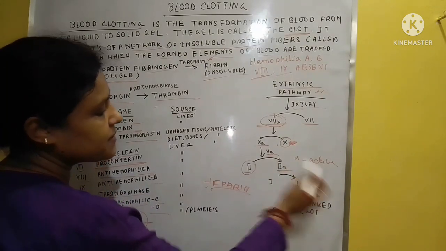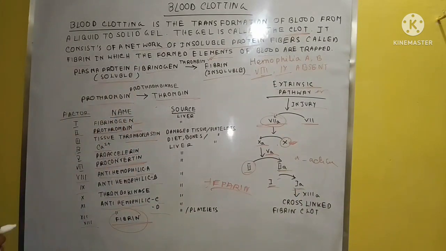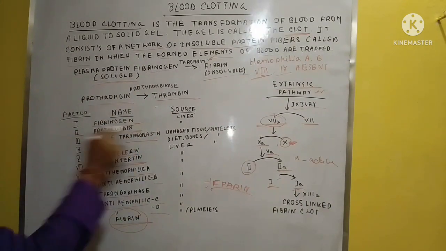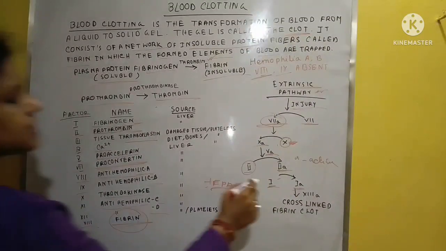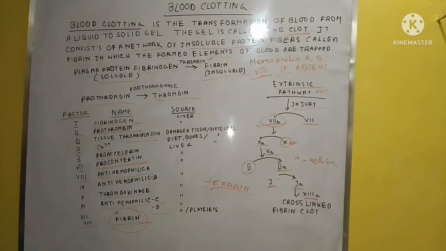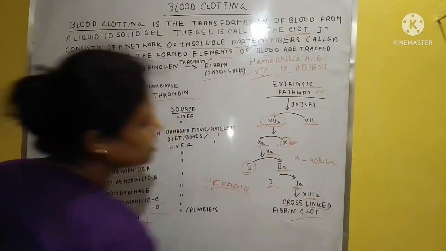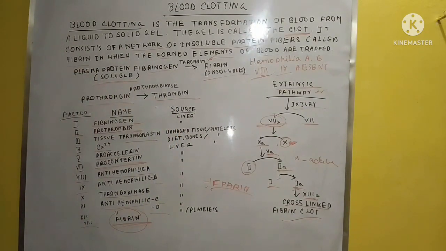And next, when factor 2 becomes active, it converts factor 1 to 1A. Which one is factor 1? This is fibrinogen. Fibrinogen is activated, and in the presence of 3A, this is called the fibrin. A cross-linked fibrin clot is formed. This is the extrinsic pathway.